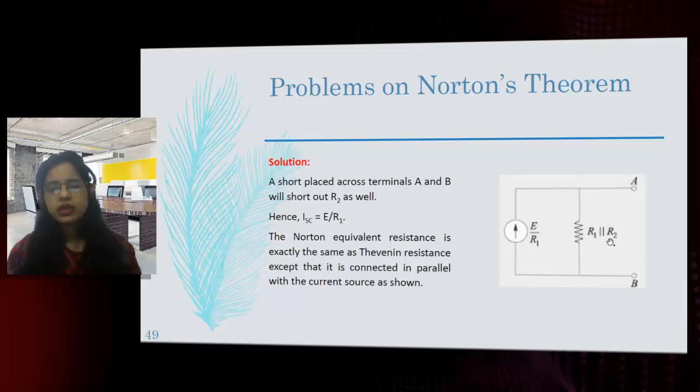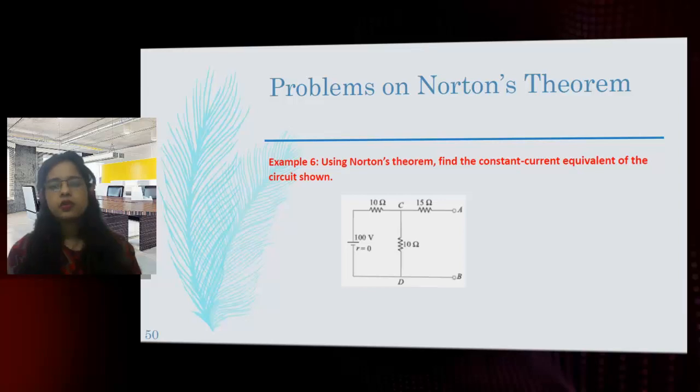Okay. This is a very simple problem just to describe Norton's theorem and just to give an idea how Norton's theorem is applied in solving a circuit. Okay. Next I'll move on to another problem. See here what will happen. Using Norton's theorem, find the constant current equivalent of the circuit shown. That means we need to find out the current. Okay. Constant current equivalent of the circuit.